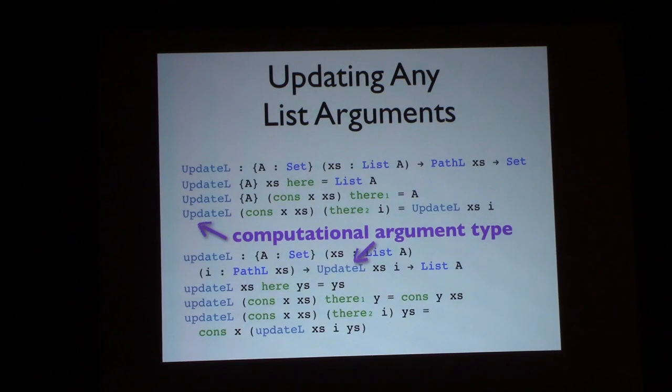So the computational argument type is dynamic with respect to the path that's indexing into the list that we would like to update. And then the here case of the update uses the ys that the update has, and the there one case uses the y to replace the cons x with a cons y, and the there two case just recurses and maintains the x that was already there.